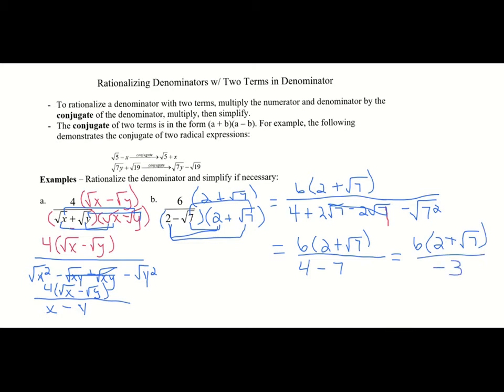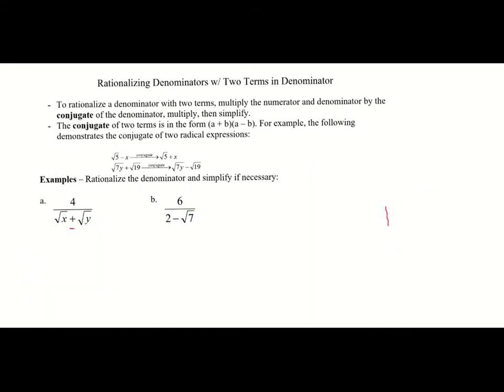And then you can see we can simplify the 6 and the negative 3. Negative 3 goes into 6 2 times. So it becomes negative 2 times 2 plus the square root of 7, because one positive divided by negative is a negative. So that will be our final answer there when we rationalize that denominator.